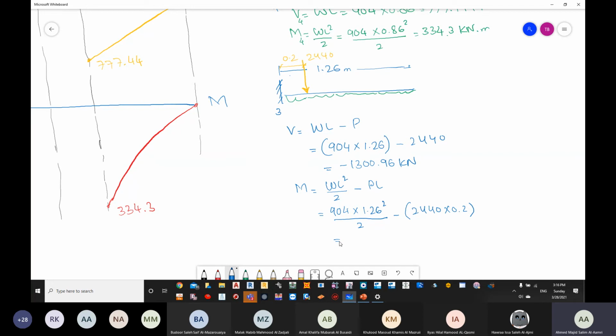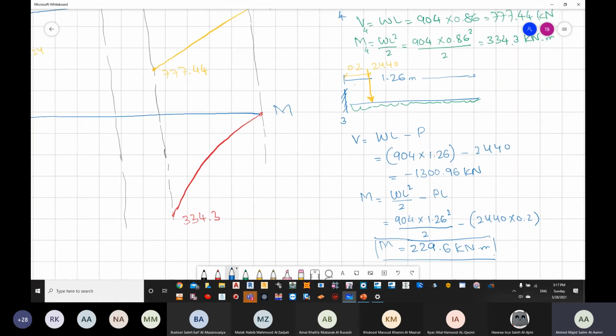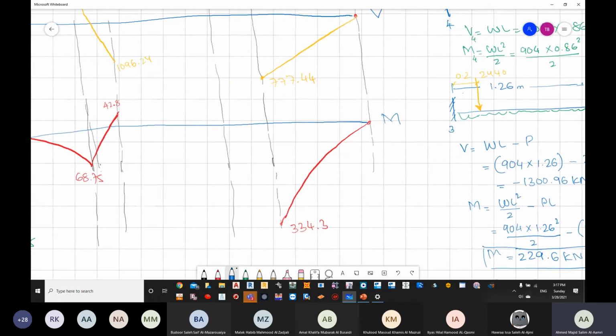How much is your moment? Can you just cross-check? I think your answers are wrong. It is 229.6. Once again, be careful. One value is wrong in the bending moment diagram, it will crush all of your answer. Okay, so it's 229.6, 229.6 kilonewton meter. Okay, so now you see.